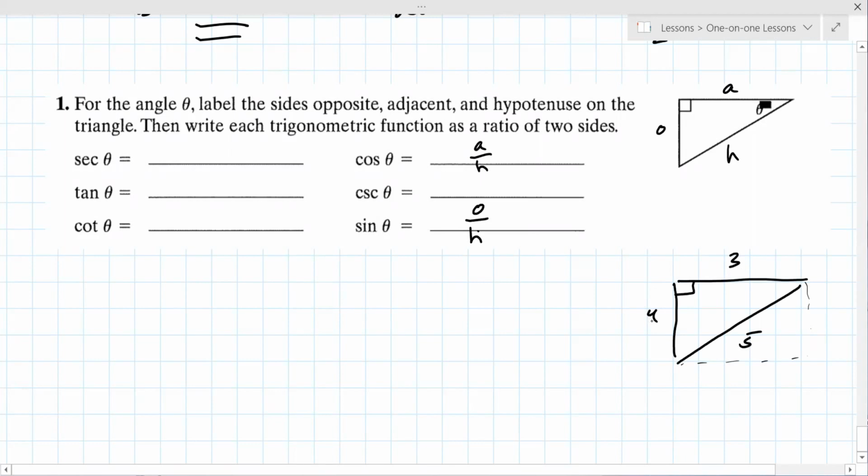What about the other ones? Cosecant is the reciprocal of sine, so it would be H over O. Secant is the reciprocal of cosine, so it would be H over A. Tangent is opposite over adjacent. And then cotangent is adjacent over opposite.